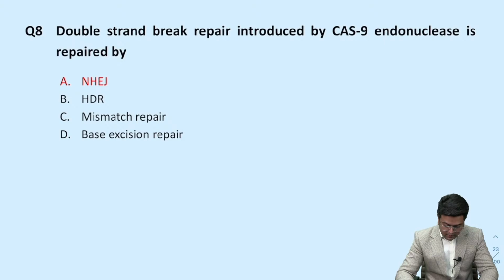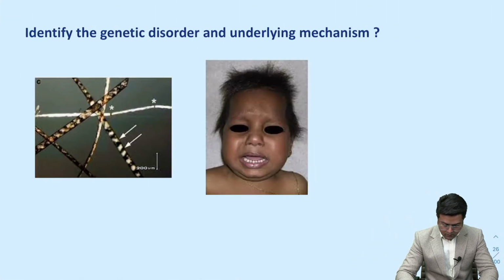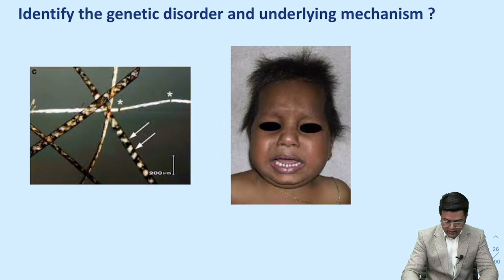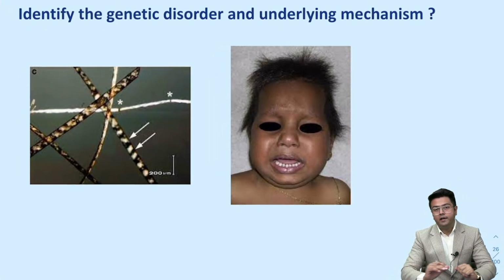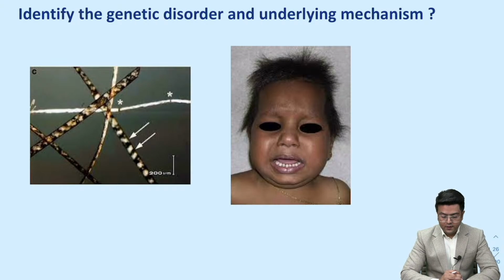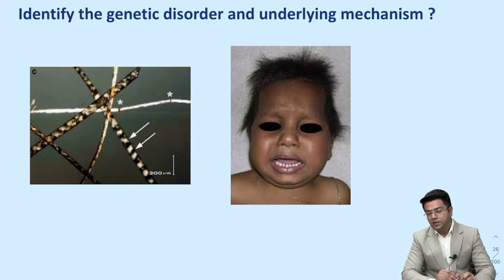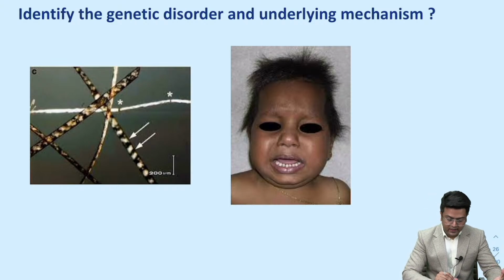Now guys, can you answer this question? First of all, let me show you one point here. Identify the genetic disorder and underlying mechanism. This was the image given in one of the questions in the INI-CET exam itself. This is called a tiger tail appearance of the hair shaft, and that is seen in a condition called, anyone?